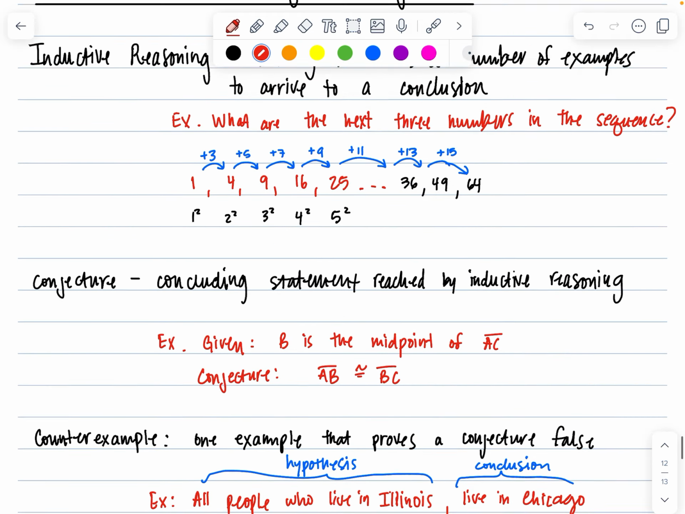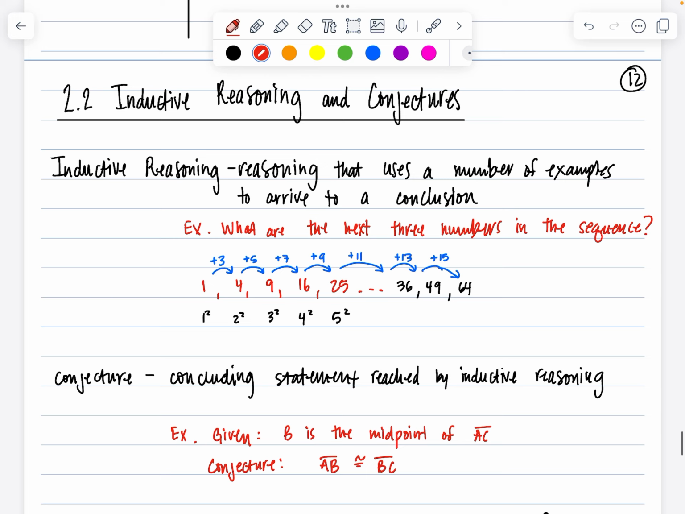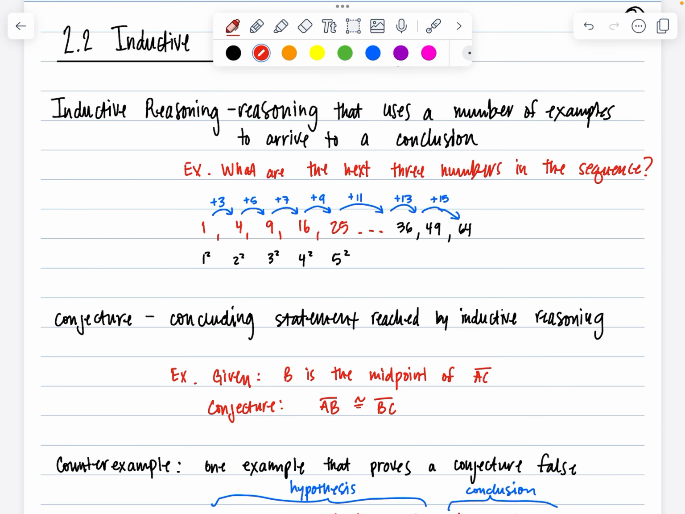Okay, so here are the tools we need to start with inductive reasoning. If you do have any questions, please ask, and we'll go over a whole bunch of examples.